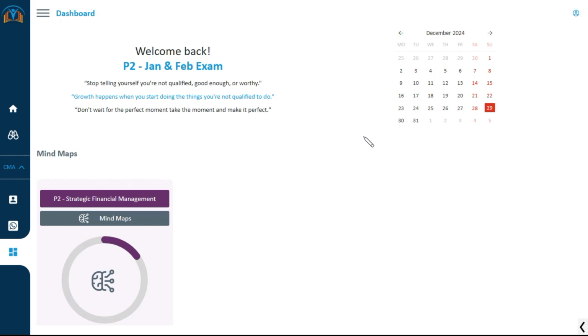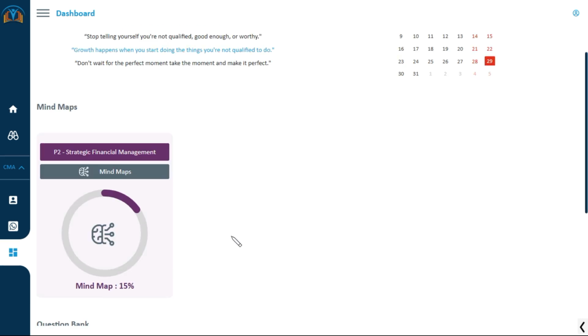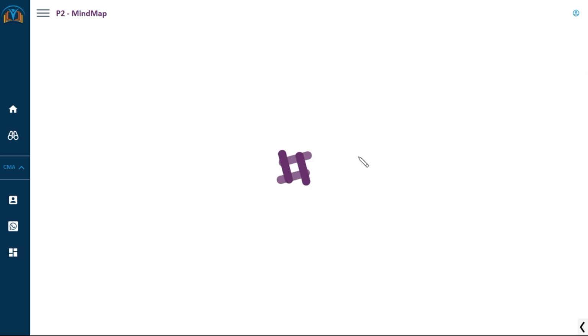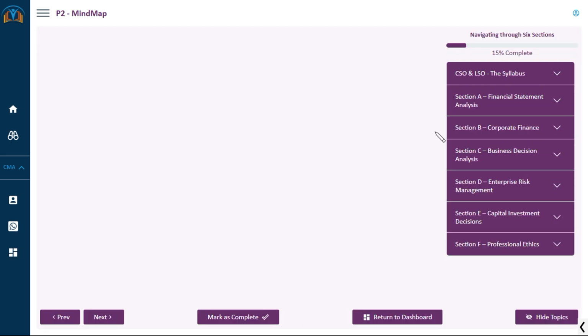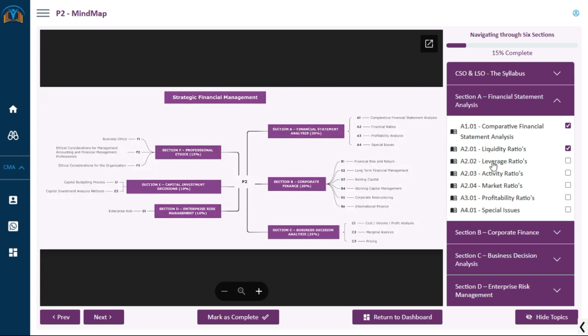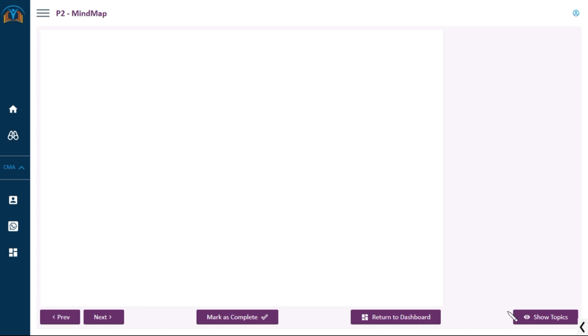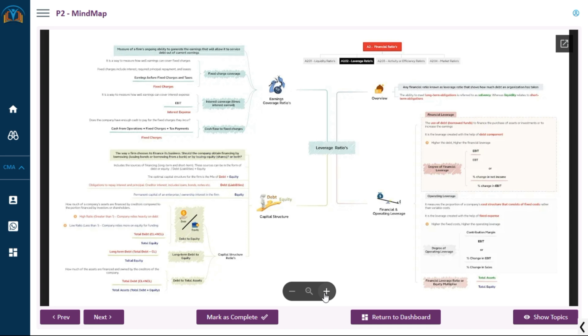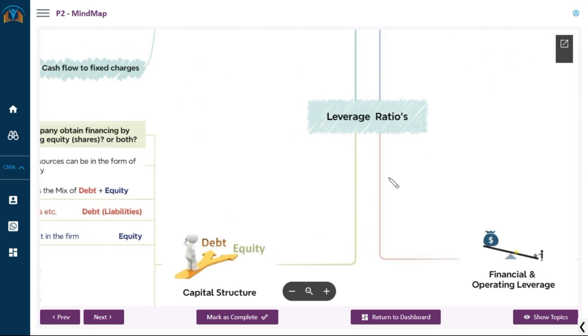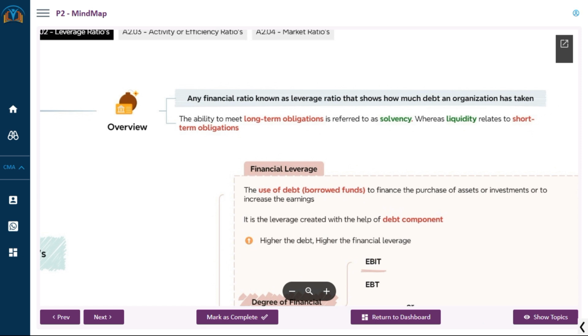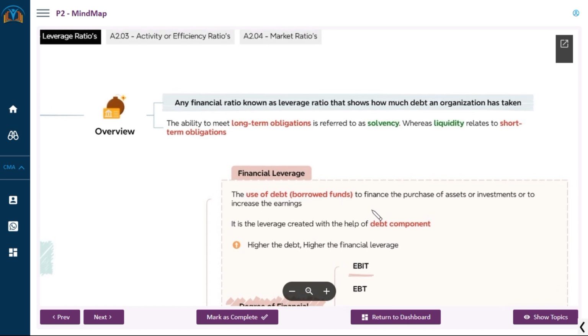Let us start today's topic, which is on leverage ratios. What is a leverage ratio? Any financial ratio can be called a leverage ratio if it shows how much debt an organization has taken. So this is the definition of leverage ratios.